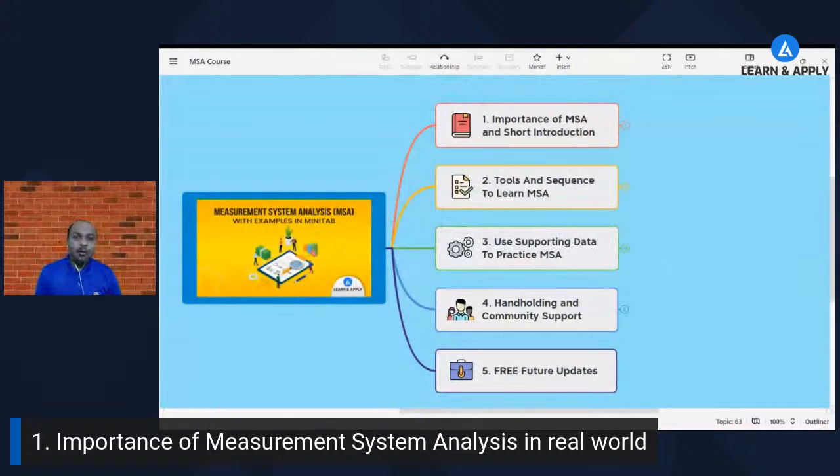Let's understand the importance of measurement system analysis and a short introduction to it, and then we will jump into the tools and sequences in measurement system analysis. So let's start. Please watch this video.